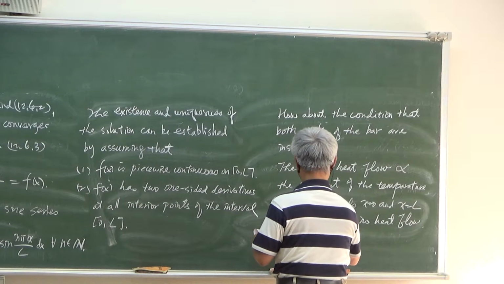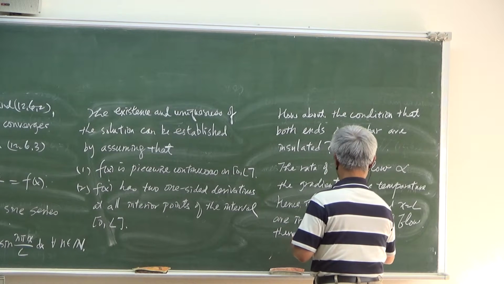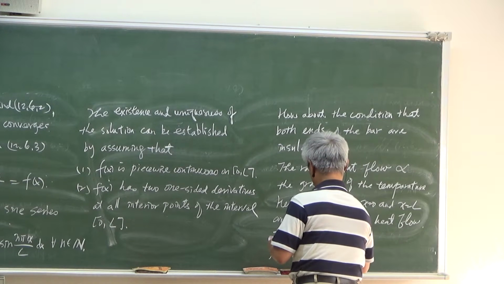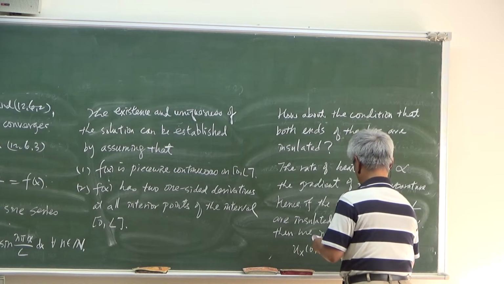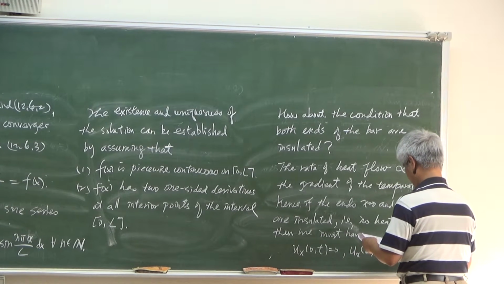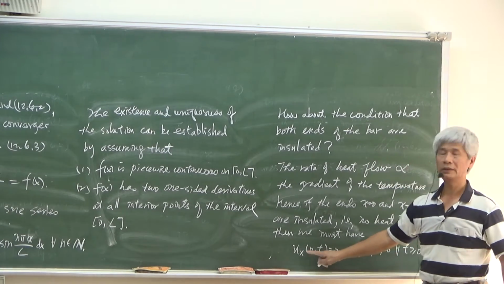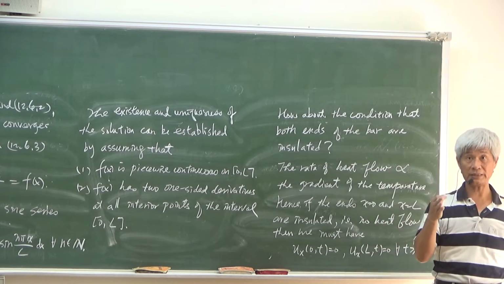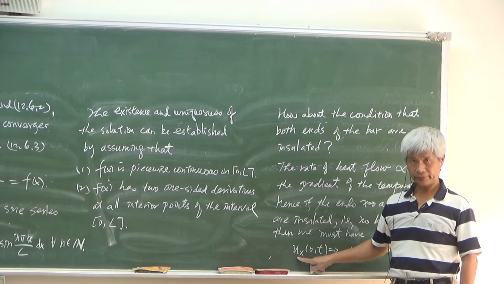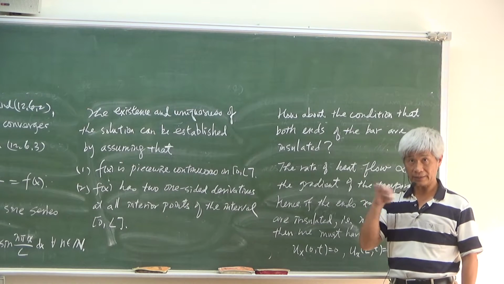Then we must have u_x(0,t) = 0 and u_x(L,t) = 0 for all t greater than 0. Okay, so the gradient, since in here we have only one dimension, is just the first partial derivative of u with respect to the x-axis, right?